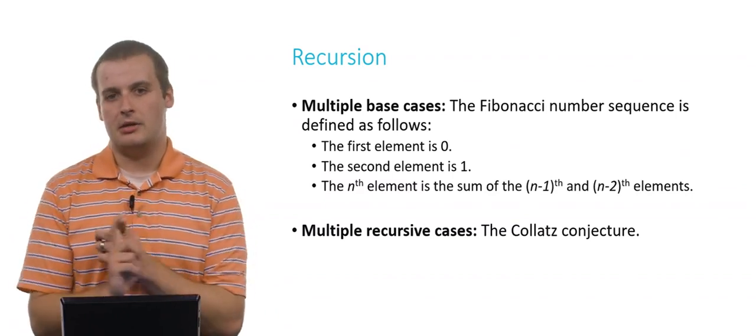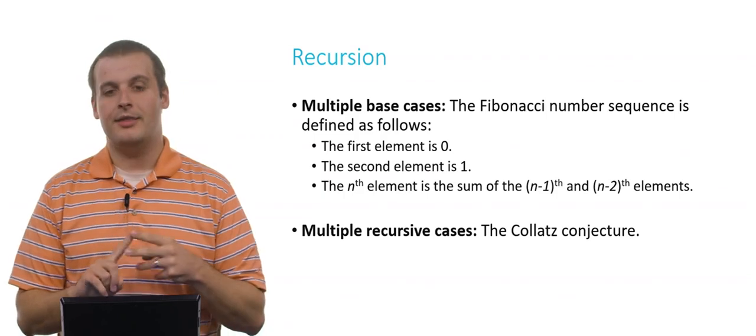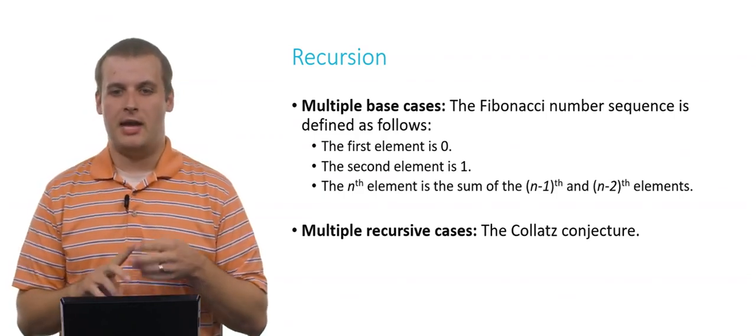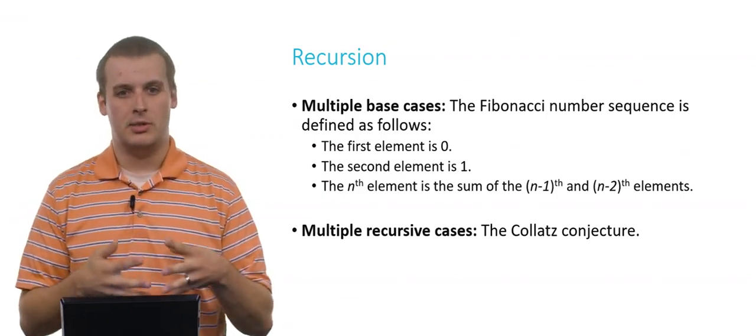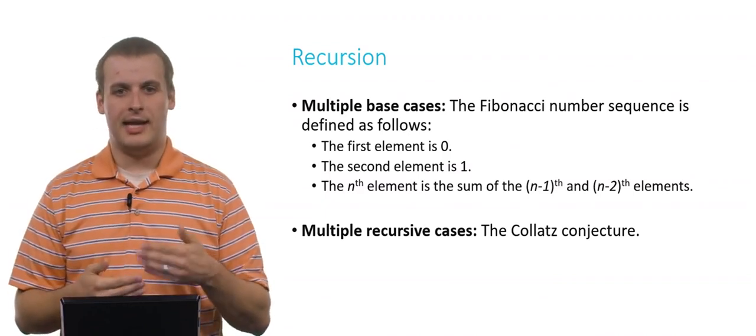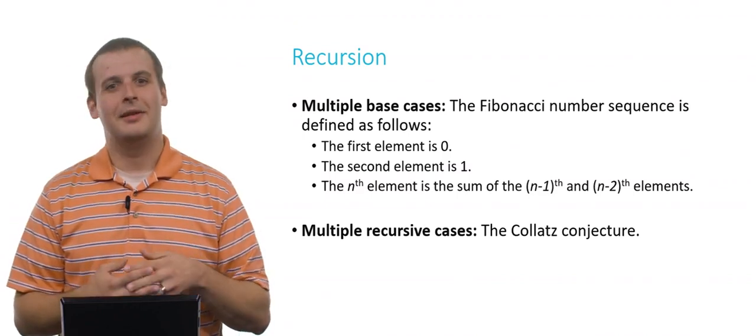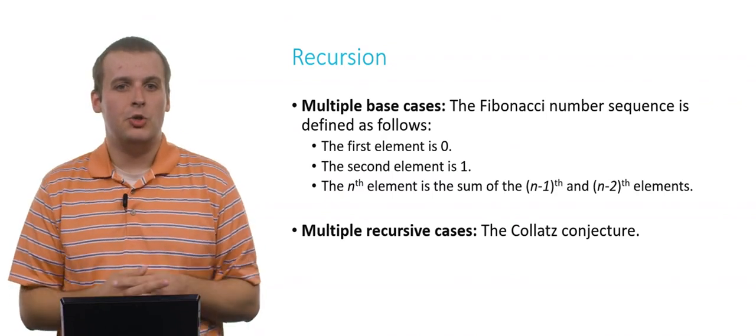The first element is 0. The second element is 1. Both of those are just by definition. Then every other element is defined as the sum of n minus 1 and n minus 2. So the third element would be 0 plus 1, which is 1. And then the fourth element would be the second element, 1, plus the third element, 1, and that would be 2, and so on and so on. So in this case, we have 2 base cases.